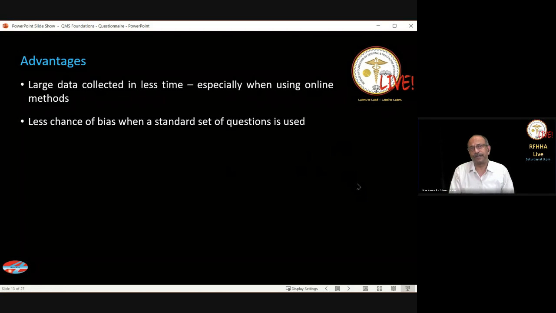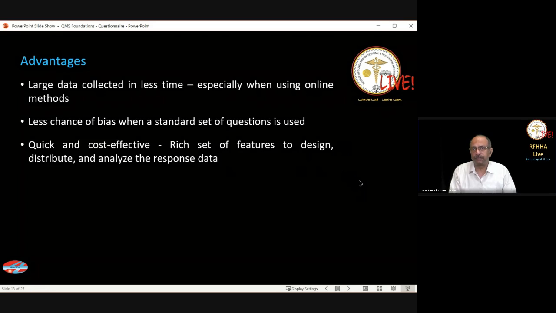There is less chance of bias when a standard set of questions is used. It is quick and cost effective. There can be a rich set of features to design, distribute, or analyze the response data. Nowadays almost everyone uses online platforms for sending questionnaires and collecting data. Many of these online platforms allow you to not only send a questionnaire and collect responses, but also analyze them using analytics tools like Tableau or Power BI from Microsoft. So you can use these tools, and that's the advantage of using a questionnaire.